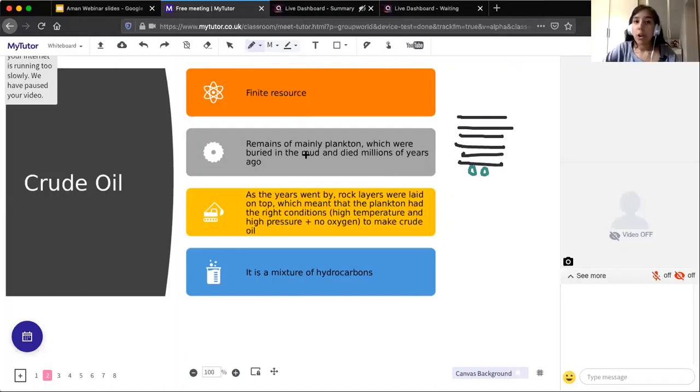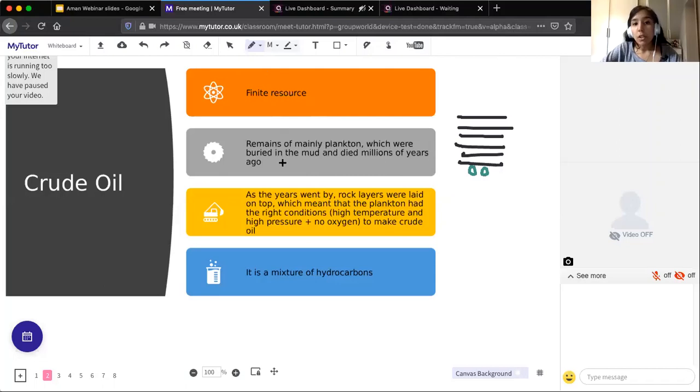What about hydrocarbon? What's a hydrocarbon? Does anyone know? I'll give you a clue. It's all in the name. So hydrocarbon. Good, yep, so someone said a compound made up of only hydrogen and carbon, and that's exactly correct. So a hydrocarbon is essentially just made of carbon and hydrogen, nothing else is there. So we need to know that crude oil is a mixture of hydrocarbons. And what does that mean?